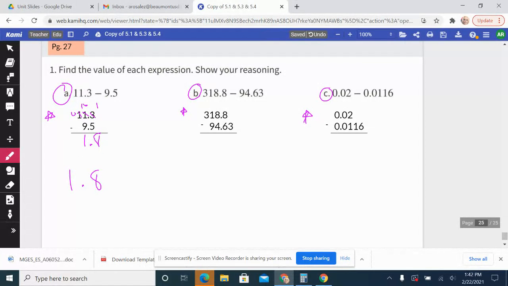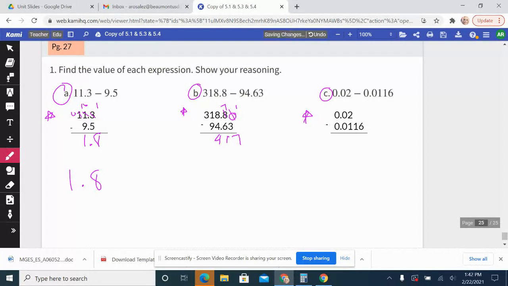Now we have the next letter. 3, 18, and then 94. So remember that this technically is a 0. Please add a 0 there. That way we can subtract or borrow, however you're used to doing this. So this becomes 10. This becomes 7. So 10 minus 3 is 7. 7 minus 6 is 1. 8 minus 4, well, that's 4.